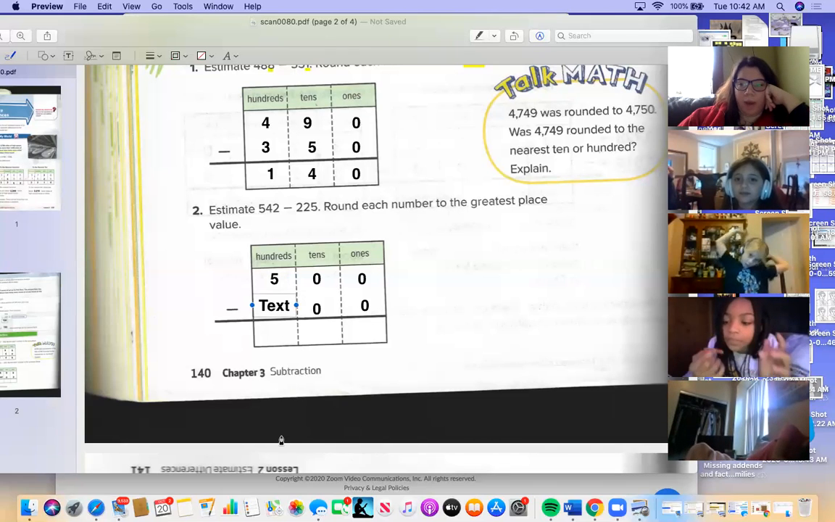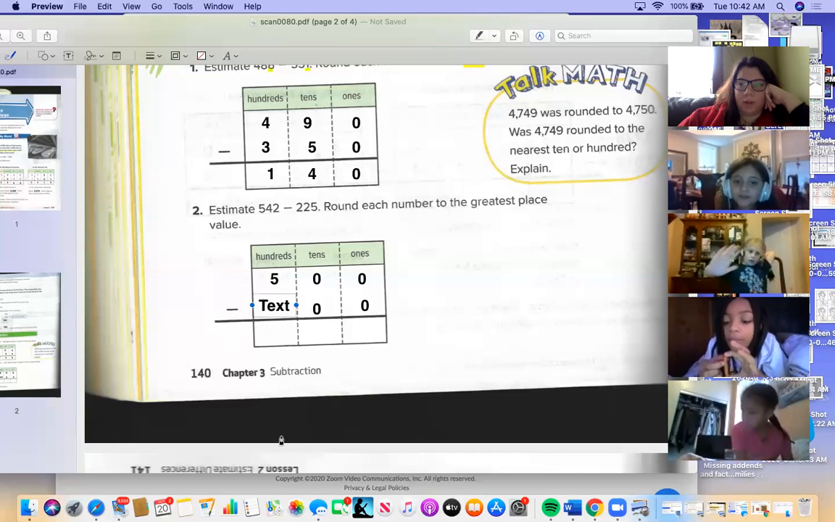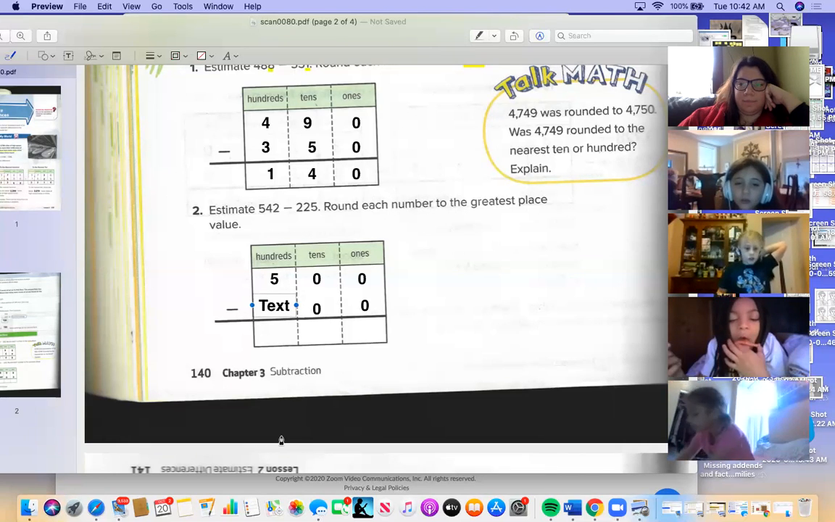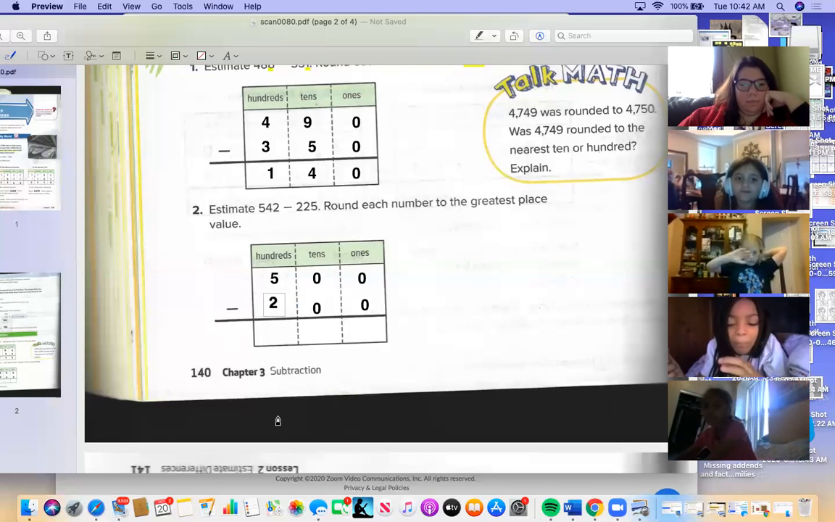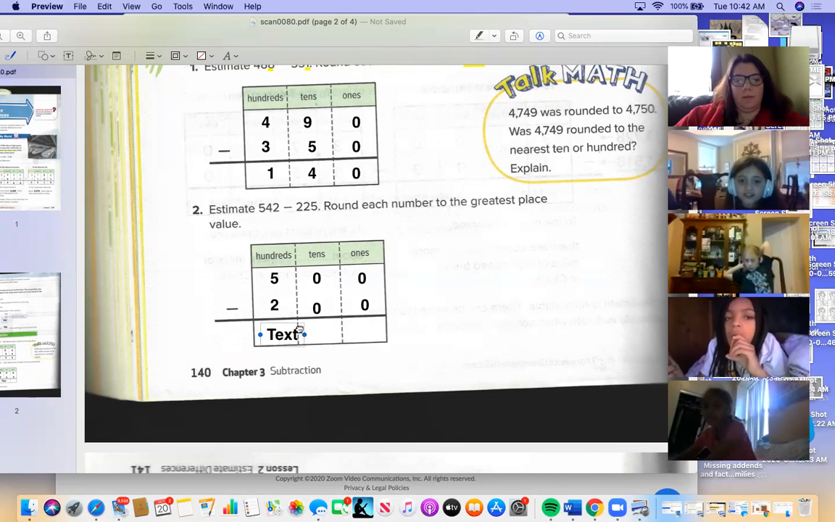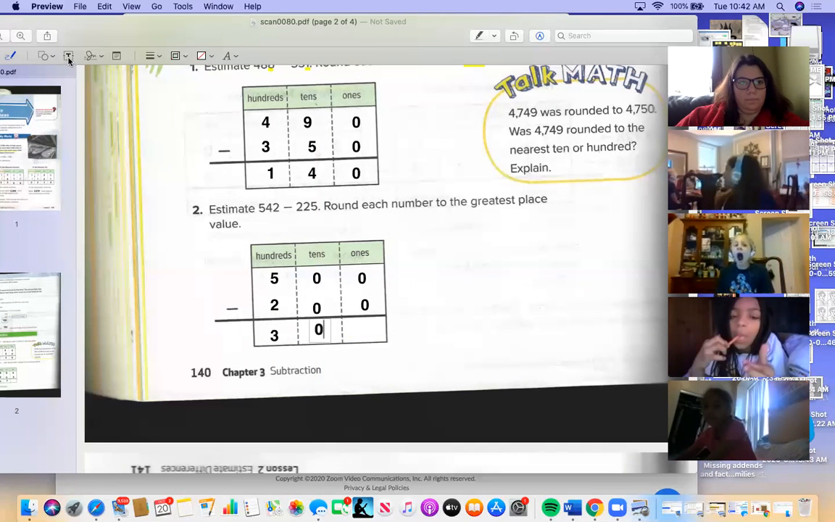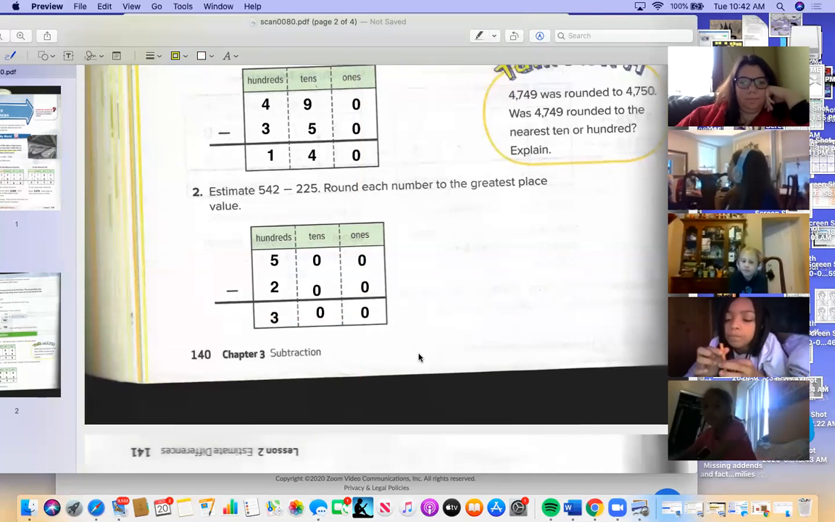225 will round to what? Charlotte? 200. So 500 minus 200 is 300. So far, it's not making us do any regrouping.